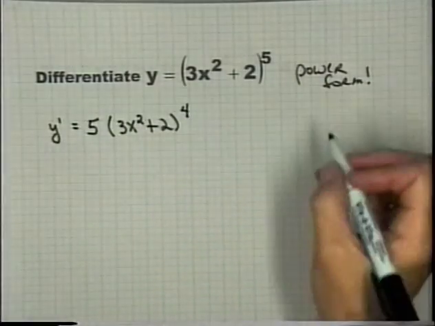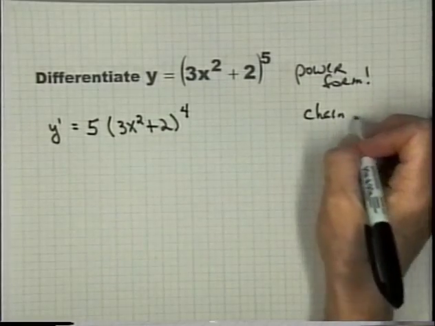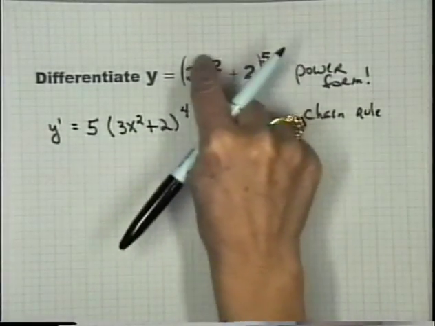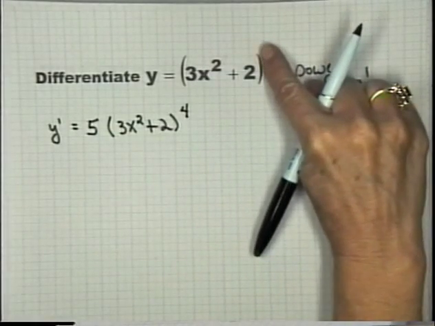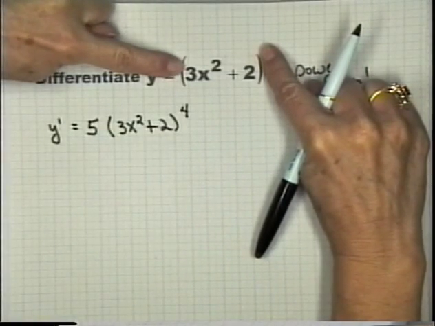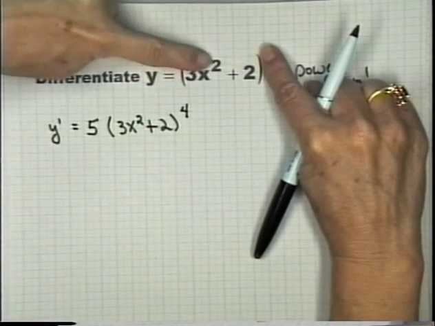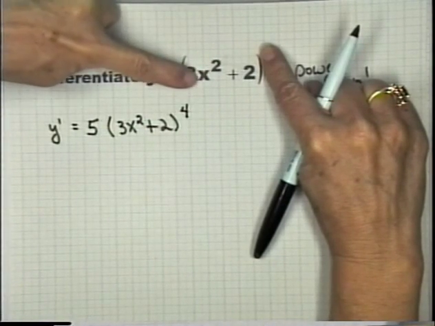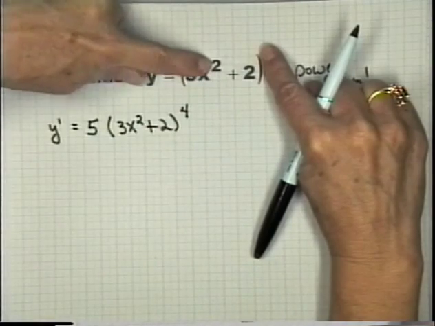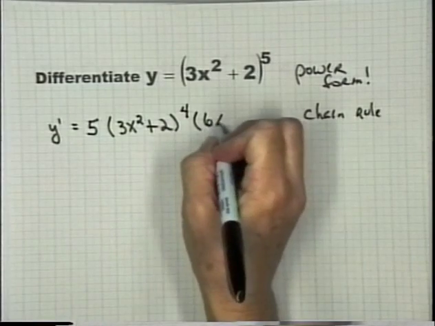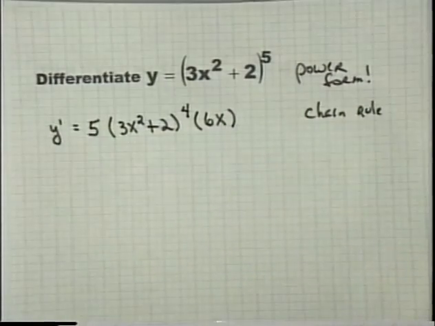Now my chain rule part says go inside this parenthesis and take the derivative. So we've already done the power rule, so we're through with this part here. But going inside and taking the derivative inside, I'm going to get a what? 2 times 3 is 6x to the first power. Of course, that would be plus a 0. So we're going to multiply by 6x to the first power.